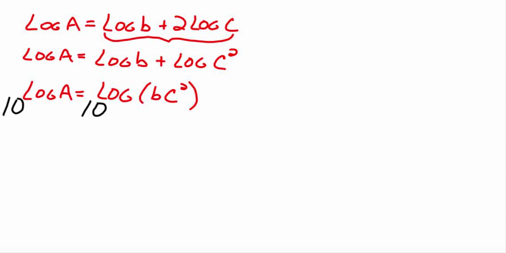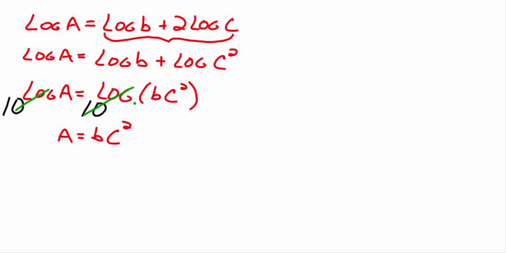So now if we've got the base 10 of log base 10, that cancels out. Base 10 to the log of base 10, which is this little bit right here. So that cancels out, and we're left with, after all of that said and done, A equals BC squared. So it's a similar way that we have looked at that before, kind of going backwards.